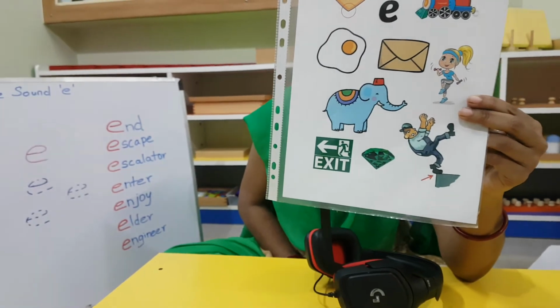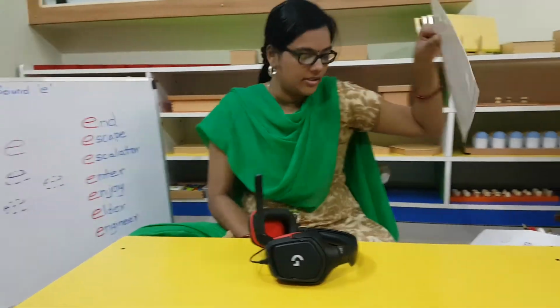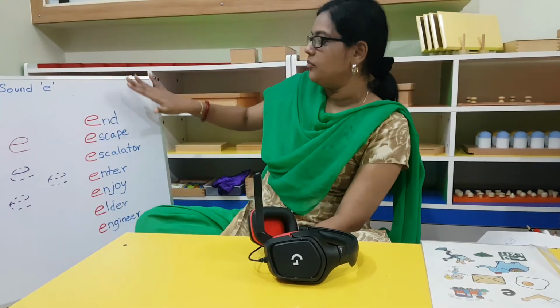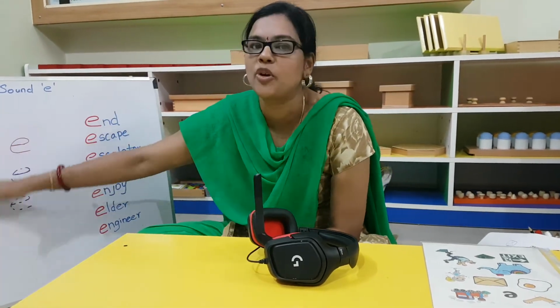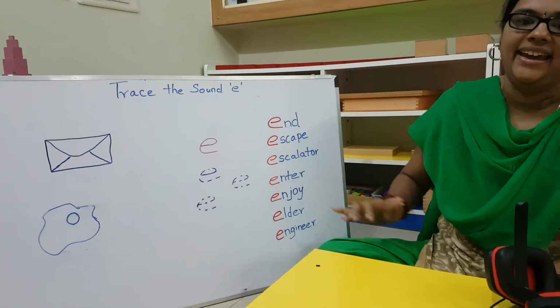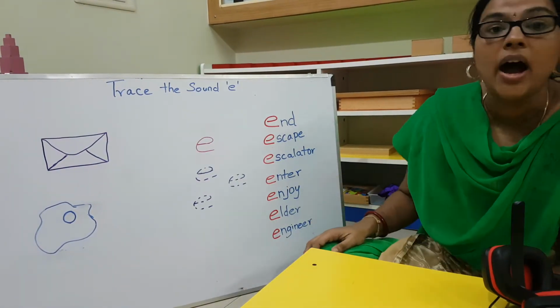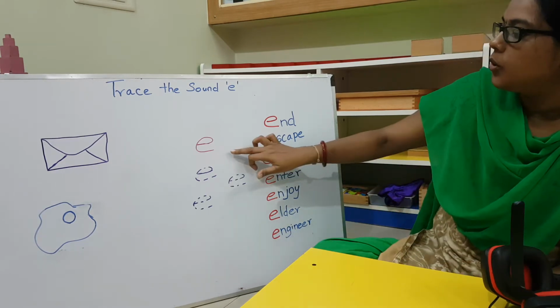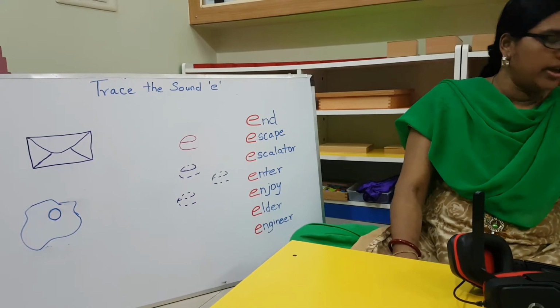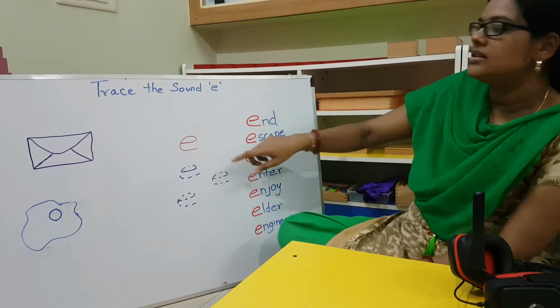Clear? Okay, so you all saw these pictures. Now, let's see some pictures that I have drawn here. An envelope and an egg. Okay? So now, I'm going to teach you how to trace A. Are you all ready? Okay, so this is A.